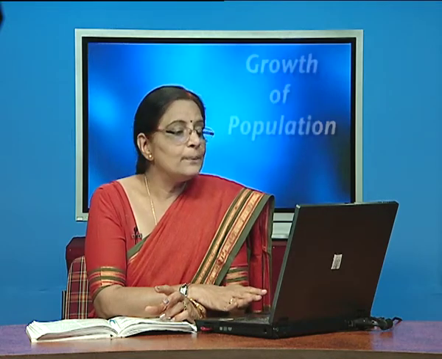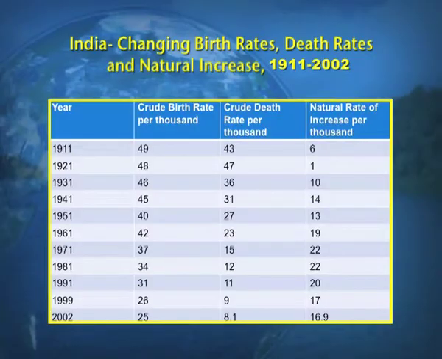Now, if you look at the screen, this table tells you about the changing birth rates and the changing death rates, resulting in the change in the natural increase in the population. These four columns are for the census years, the crude birth rate per thousand, the crude death rate per thousand, and the last column indicates the natural rate of increase per thousand of the population.